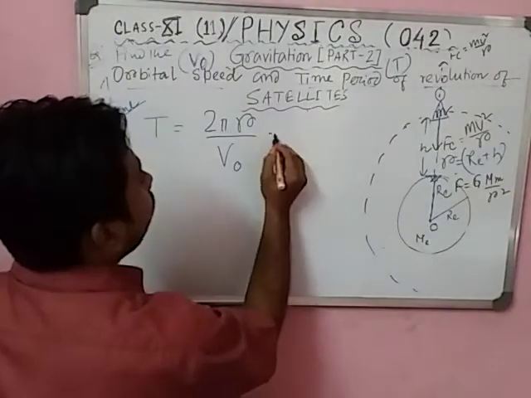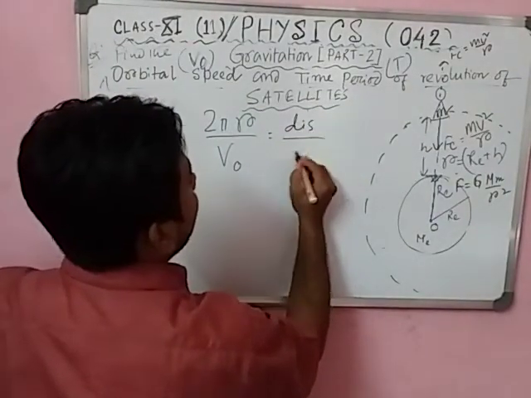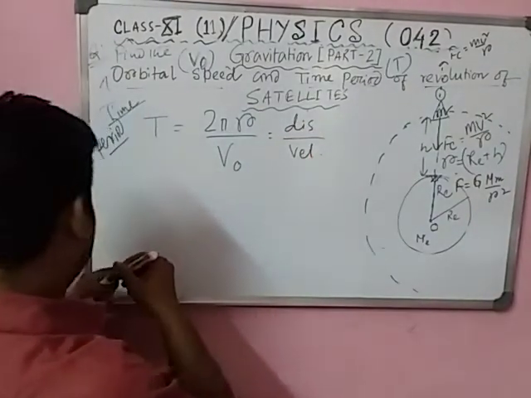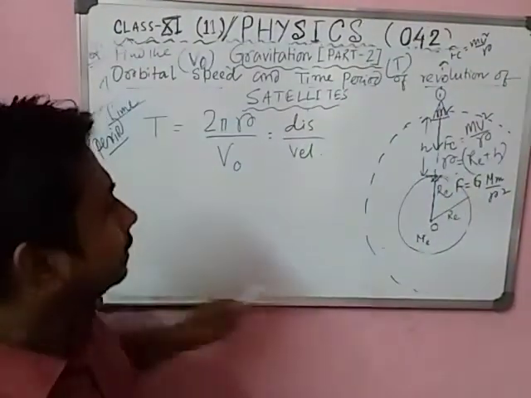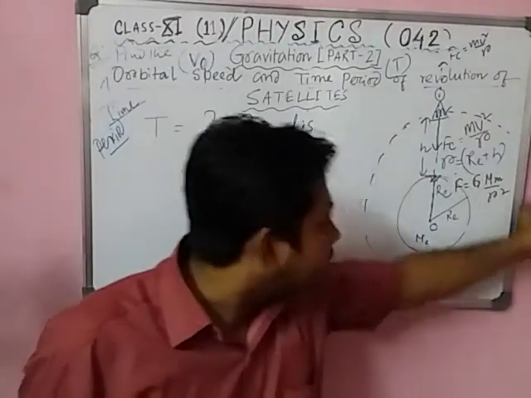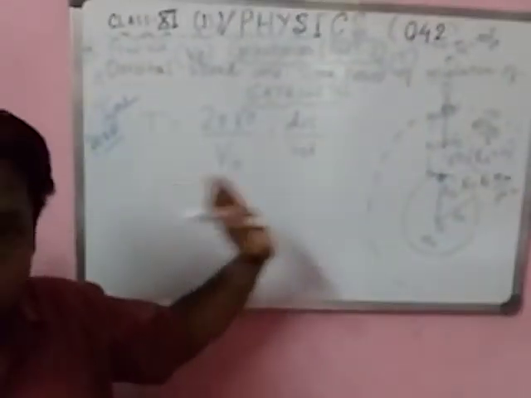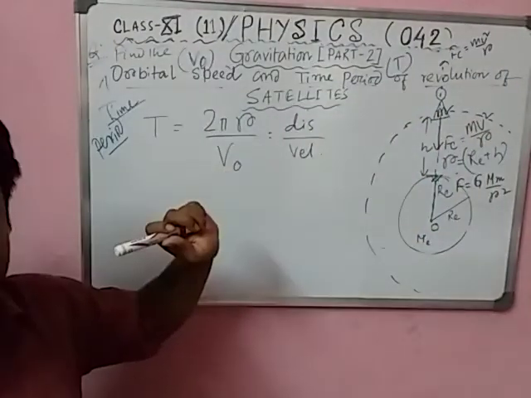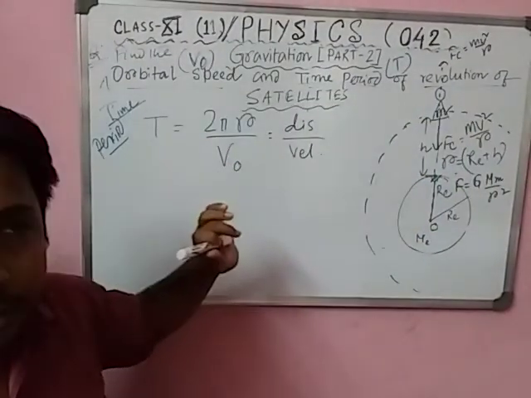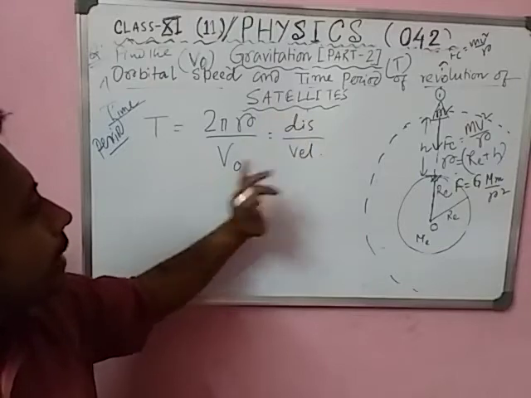You know time means what? Time means distance by velocity. So here distance means a circular orbit. The distance of a circular orbit is 2 pi r. The distance of a circular orbit is 2 pi r by velocity v0. So 2 pi r by v0.